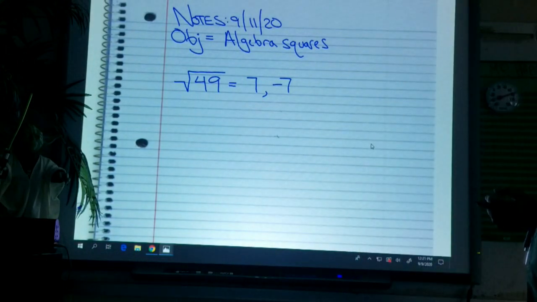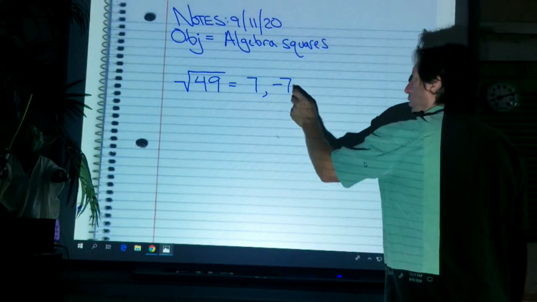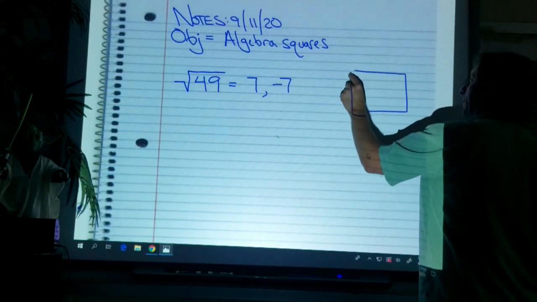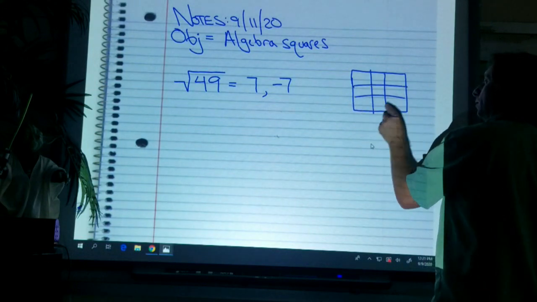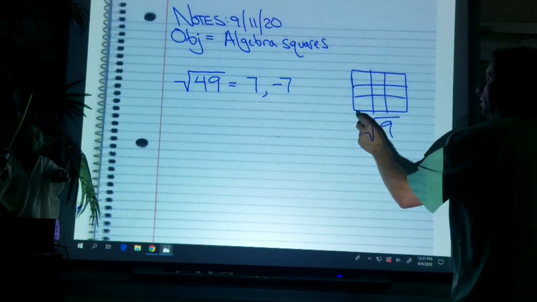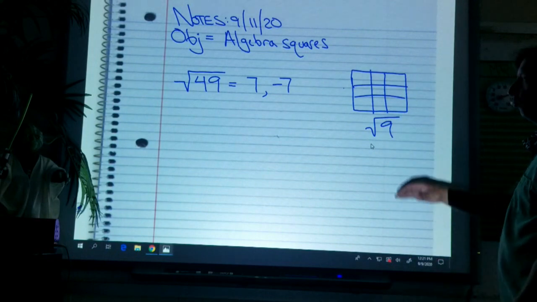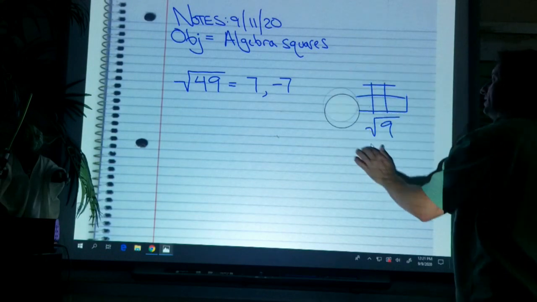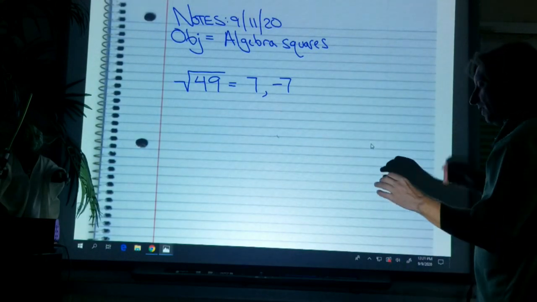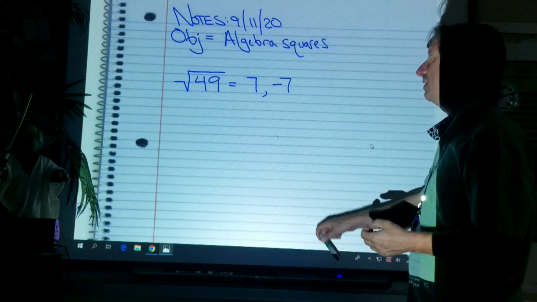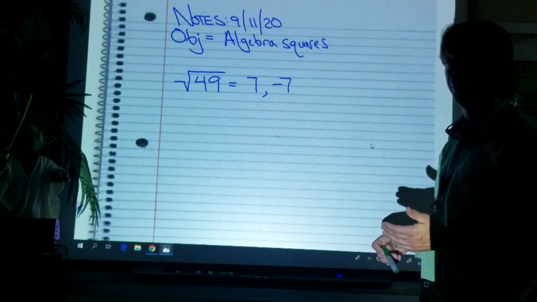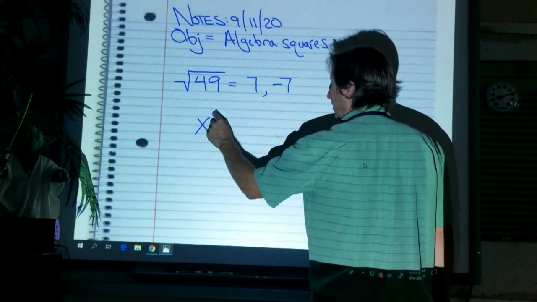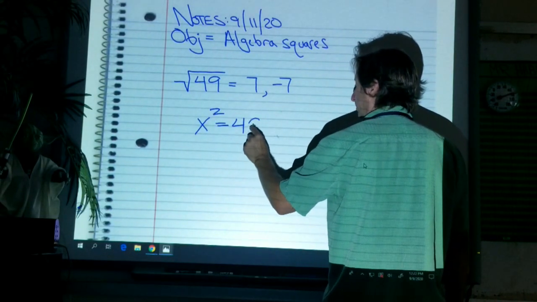So they both work. The only time it doesn't work, where you have the negative, is when you actually draw the picture. I can't say for the square root of 9 in this picture that this is negative 3 long. So if you're using a picture, you can't use negatives. Any other time, you want to write down both answers, right? Positive and negative. So what I'm going to add today is we're going to talk about it in an algebra form, all right? So I'm going to write this a little bit different. I'm going to write it as x squared equals 49.